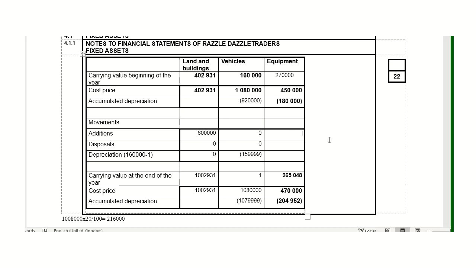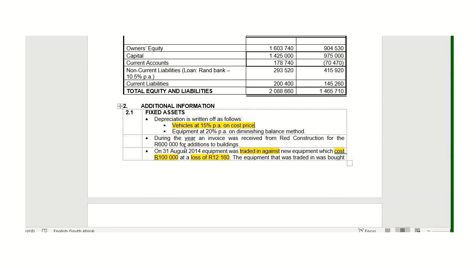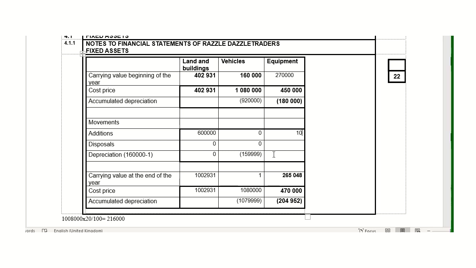With equipment, start by putting in the additions. Now, they gave me that information. The new equipment that we bought cost 100,000. So the additions is 100,000.